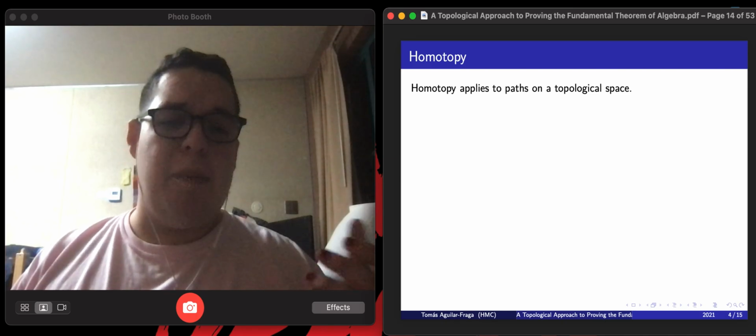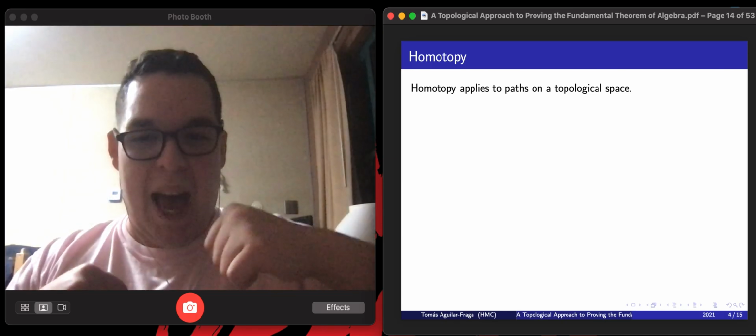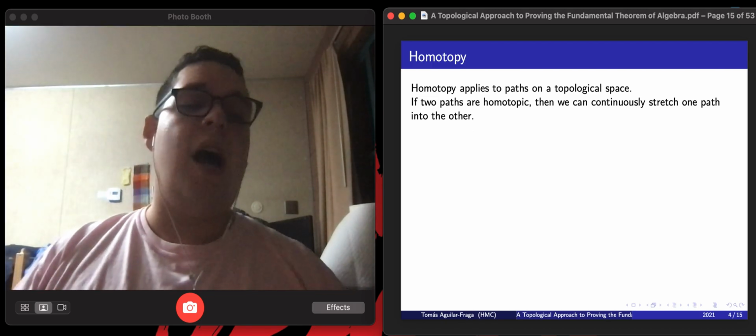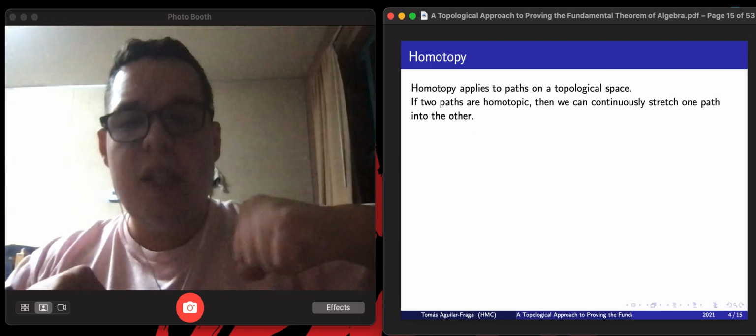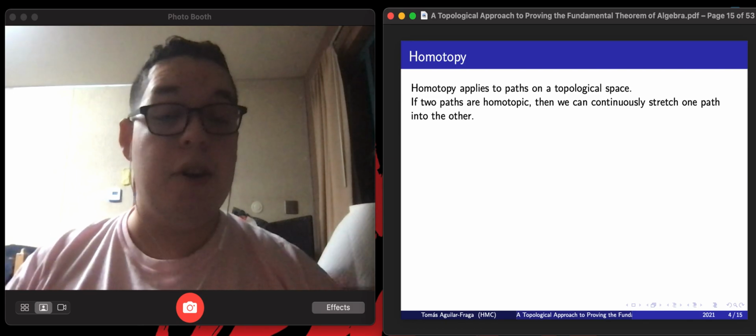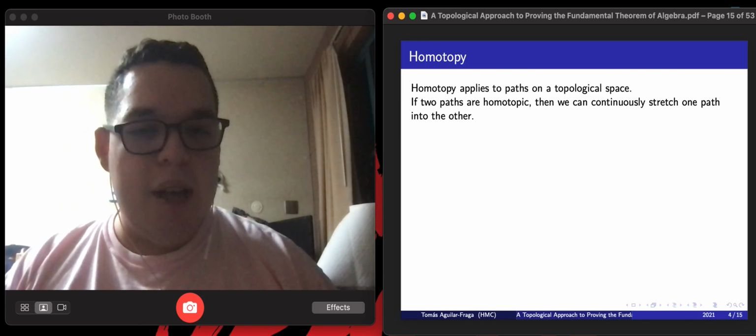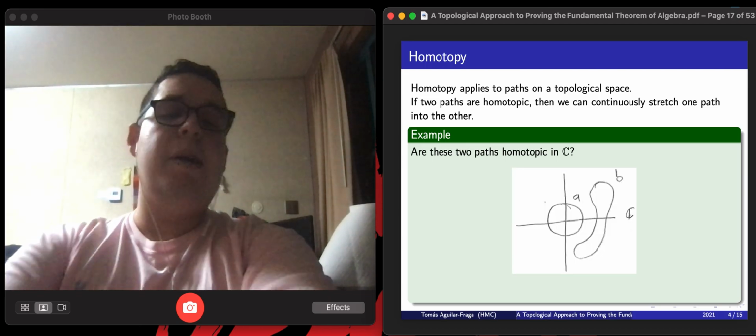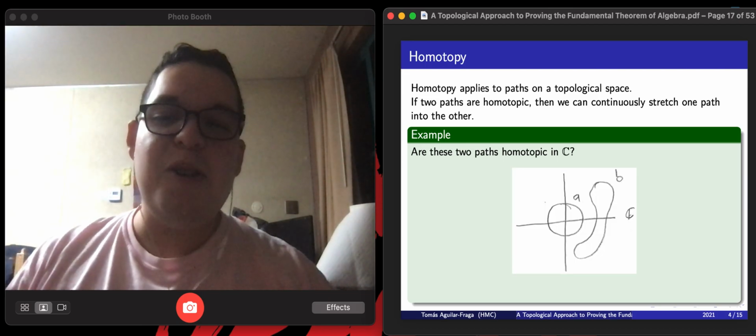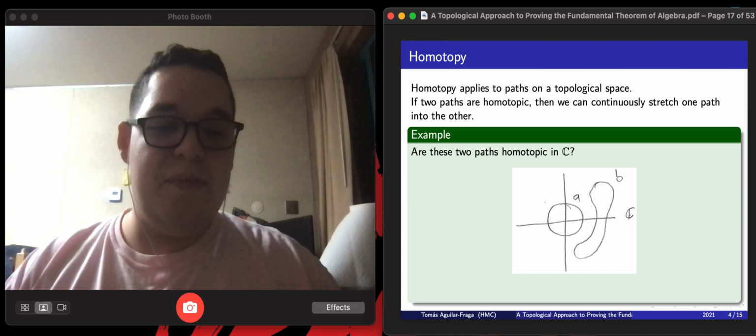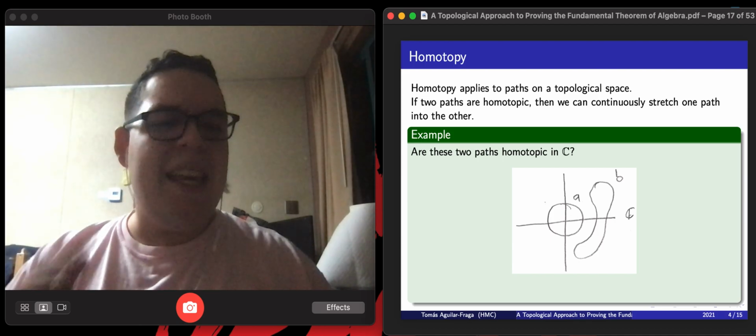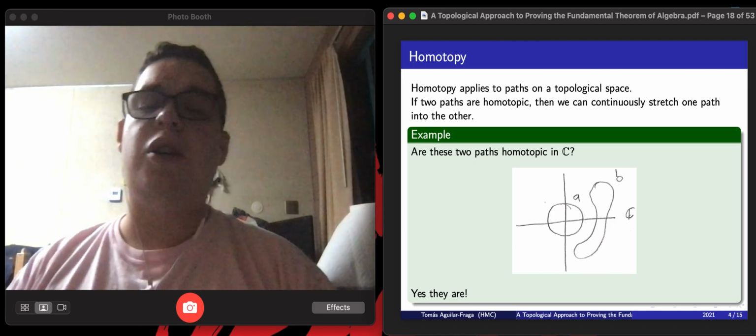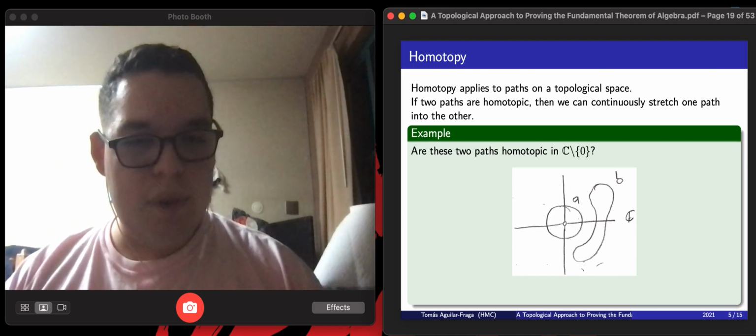So what is homotopy? Homotopy applies to paths on a topological space. And if two paths are homotopic, then we can continuously stretch one path into the other. So for example, take these two paths right here. Are they homotopic in the complex numbers? I encourage you to pause the video to figure it out. Great, now that you're back, yeah, absolutely these are homotopic. You could totally stretch these into each other continuously.